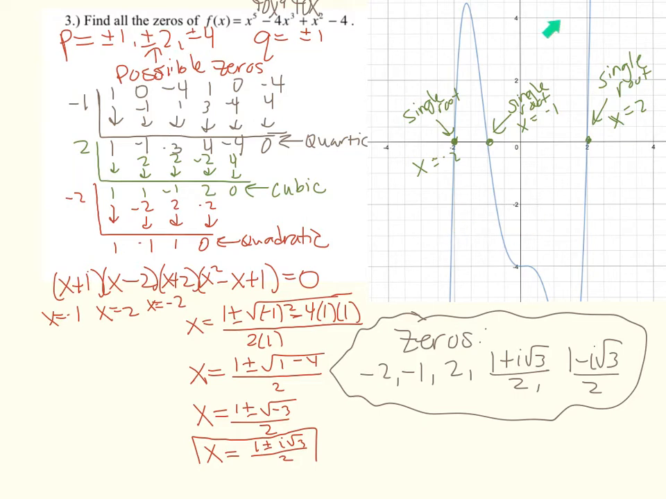I graphed the function in Desmos, so I typed x to the fifth minus 4x cubed plus x squared minus 4 into Desmos. I got this graph, and I could see 3 single roots. I know they're single roots because they actually just travel straight through the x-axis and change value from positive to negative or negative to positive.